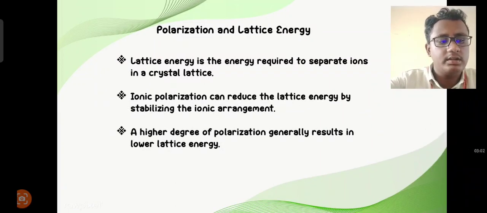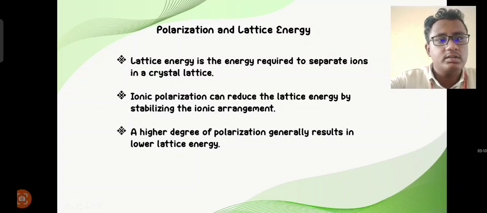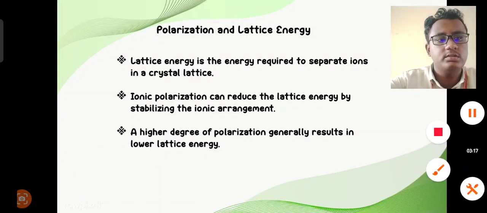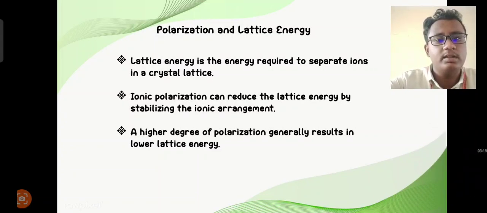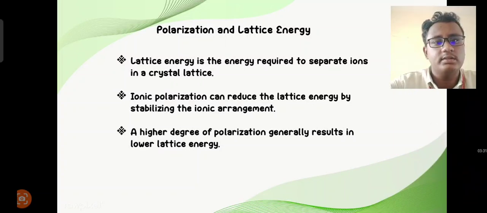Polarization and lattice energy. Lattice energy is the energy required to separate ions in a crystal lattice. Ionic polarization can reduce the lattice energy by stabilizing the ionic arrangement. A higher degree of polarization generally results in lower lattice energy. Here is the polarization and lattice energy picture.